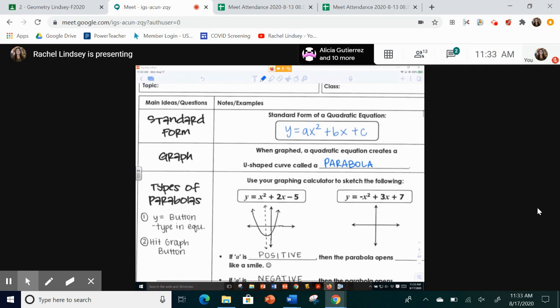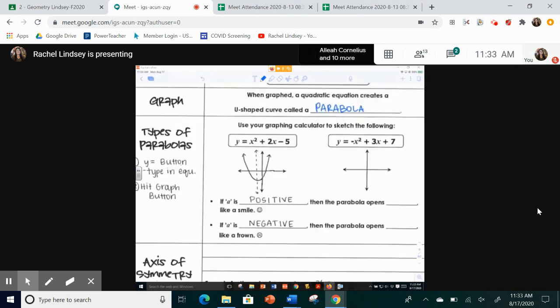Okay, I've already done the first example there for you. So if a is positive, so on this one we have positive 1 in front of the x squared, it's going to go up like a smile. So it'll always open up if a is positive. If a is negative, then it's going to do what? It's going to open down like a frown.